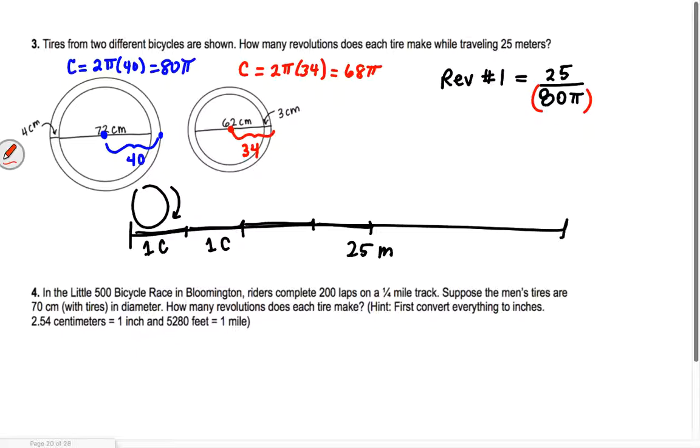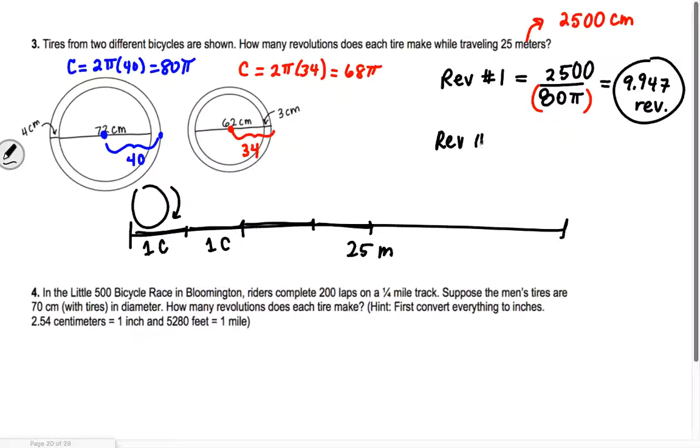No, I'm mixing centimeters and meters. I've got to have the same units. So if I have 25 meters, how many centimeters is that? Close. 2,500 centimeters. So I'm going to do 2,500 divided by 80 pi, and I think that will make more sense. So it's going to make a total of 9.947 revolutions. So the number of revolutions for number 2, for the second bike tire, I take my 2,500 divided by my 68 pi.